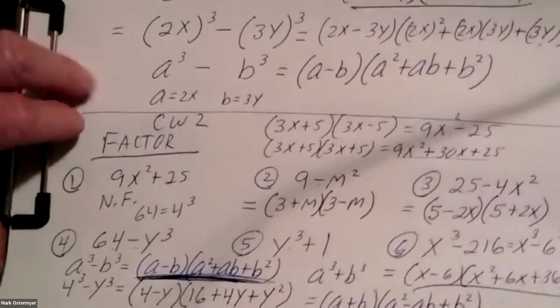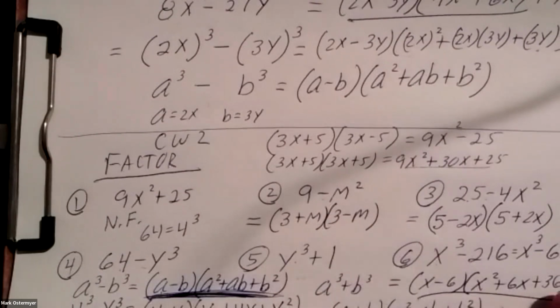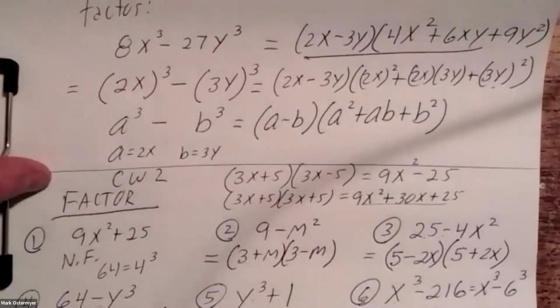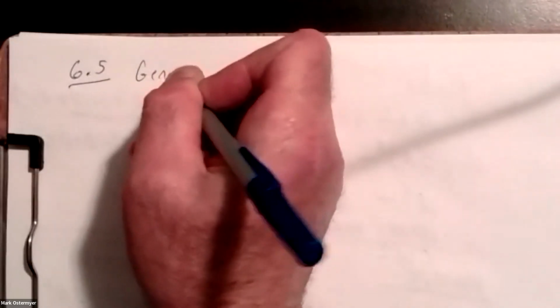All right, the last section, ladies and gentlemen, just deals with trying to factor any type of polynomial. So in section 6.5, they're just going to give you a polynomial and they're going to say factor it completely. And so now we're going to have to put together everything we learned in chapter 6, all the factorization skills we've amassed. And we're going to have to be able to do what is called general factoring.